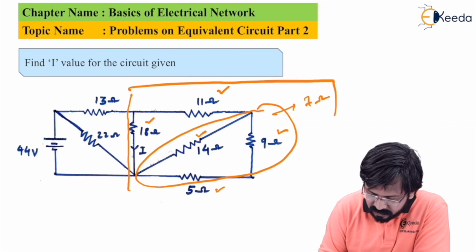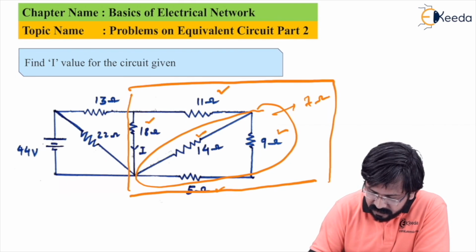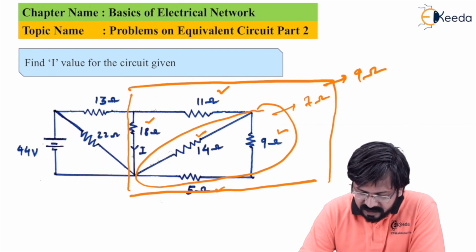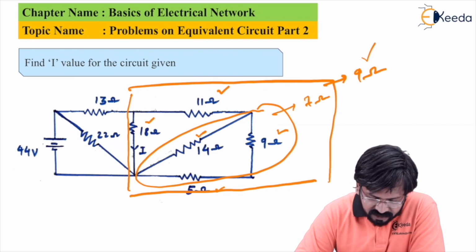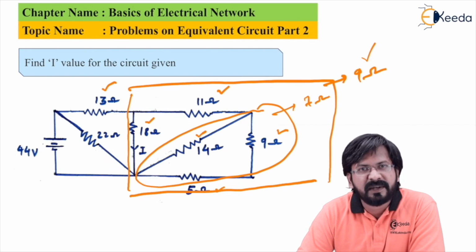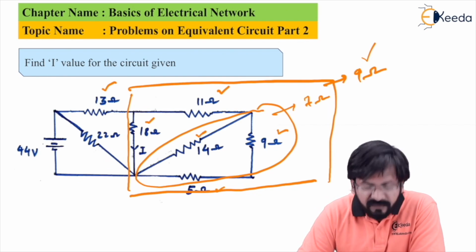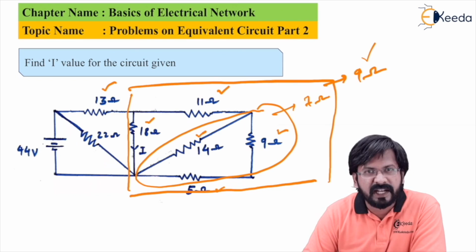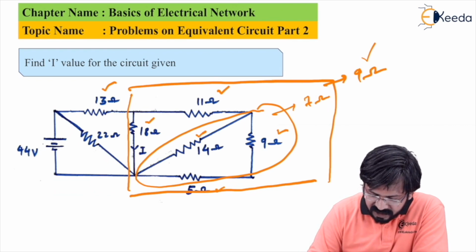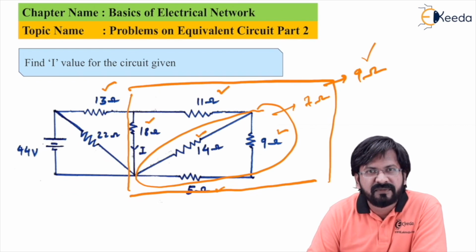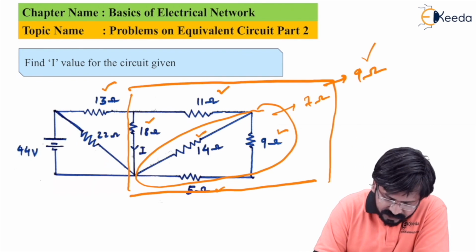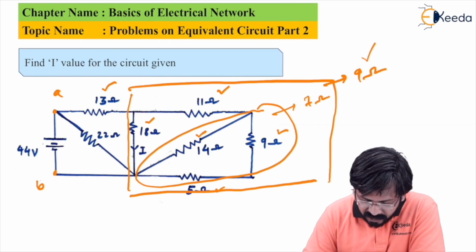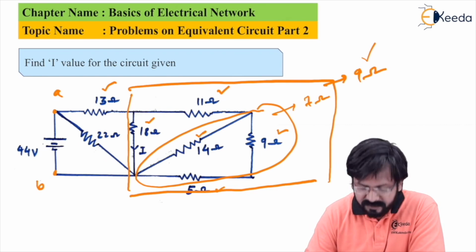So this whole equivalent will become simply 9 ohms. After that, this 9 ohms comes in series with this 13 ohms, which is ultimately 22. And again, if I take 22 parallel with 22, it will become 11, meaning that if I calculate R equivalent of this circuit with respect to these 2 points, let's say A and B, I'll get the value as 11 ohms.